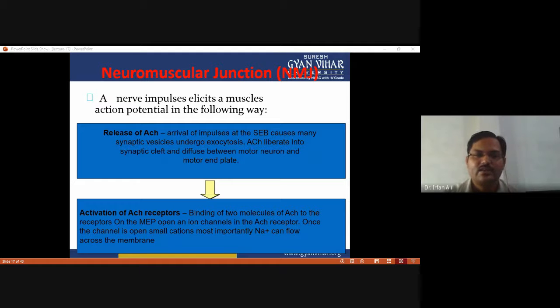Now the activation of the acetylcholine receptor: binding of two molecules of acetylcholine to the receptors on the site of the neuromuscular junction opens an ion channel in the acetylcholine receptor. Once the channel is open, small cations, most importantly sodium ions, can flow in across the membrane.